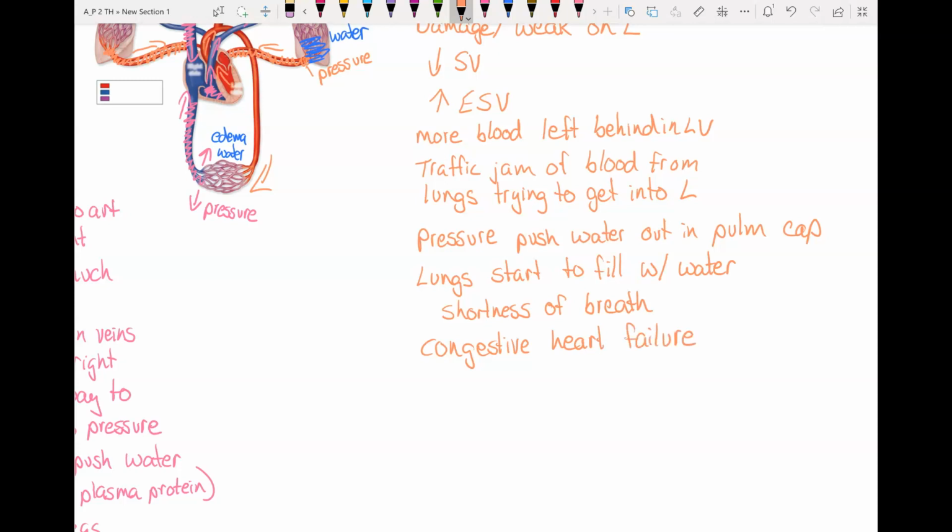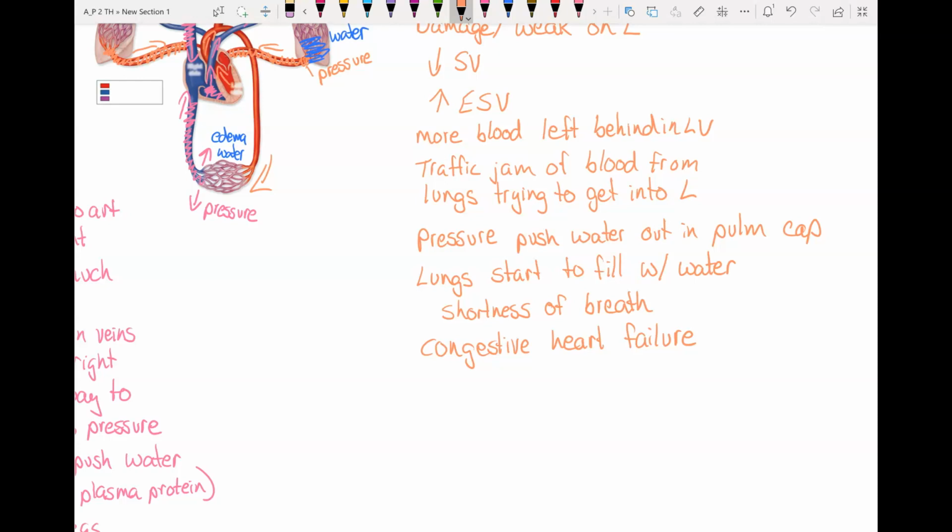So sometimes people don't understand all this. They have trouble breathing. They go to the doctor and the doctor says you have heart failure. And the person's like, no, you're not listening to me. I said it's my lungs that I'm having trouble with. I can't breathe. Well, this is the connection.